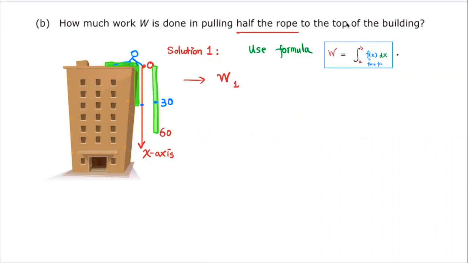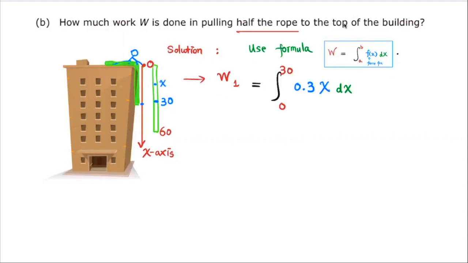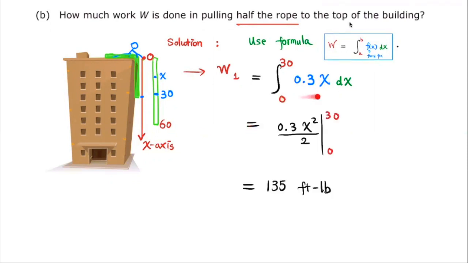The upper half of the rope will be pulled completely to the top of the building. So it's going to follow a similar thinking as in part A, except this time the length of this top half of the rope is 30. So the integral here will go from 0 to 30. Evaluate this integral, we get 135 foot-pound.